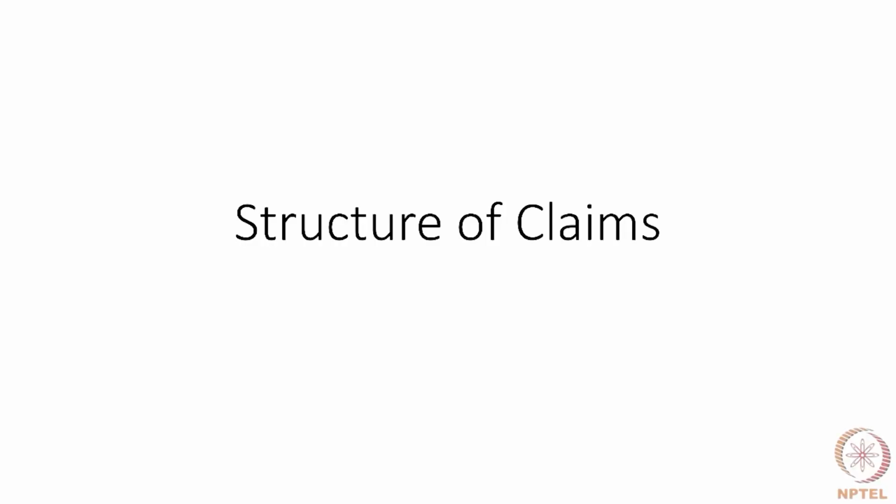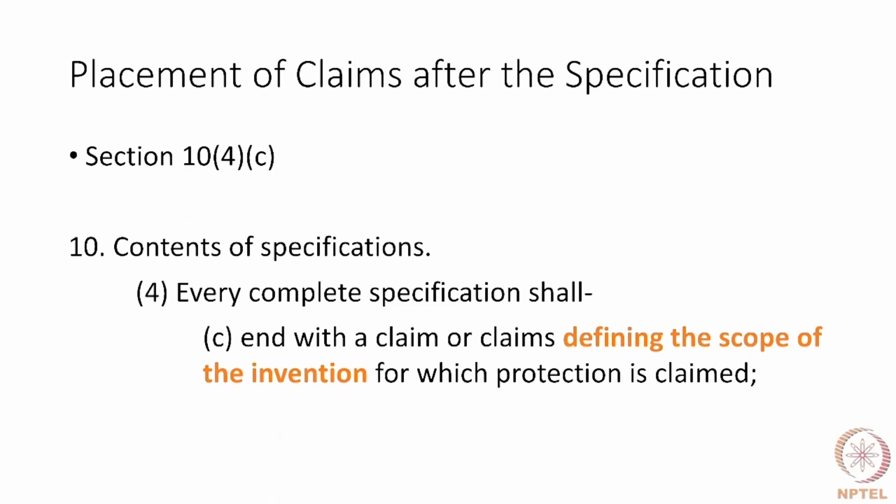Structure of claims. The placement of the claims is usually after the specification. There is a written description in the specification, and as we have already seen, the complete specification will end with the claims, and they define the scope of the invention.